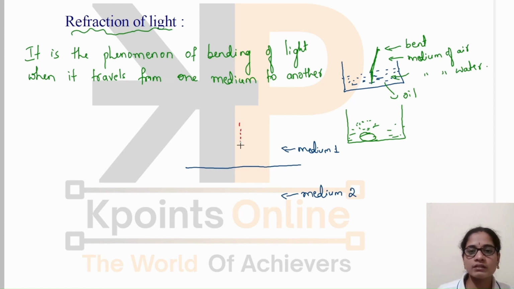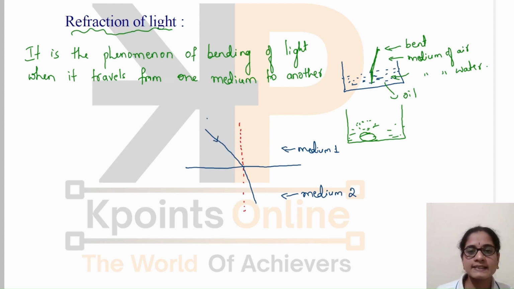This is the normal, perpendicular to the interface. Interface means the boundary separating medium 1 and medium 2. Whenever light is incident on the interface separating the two media, it bends. Remember, the bending may be away from the normal or towards the normal. It depends on the medium.